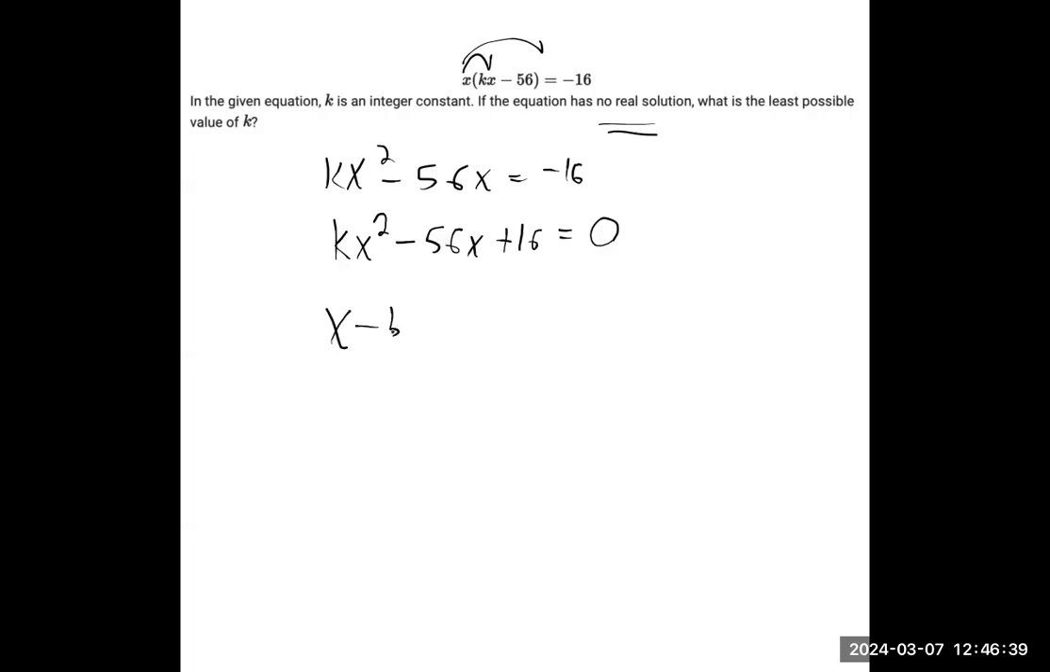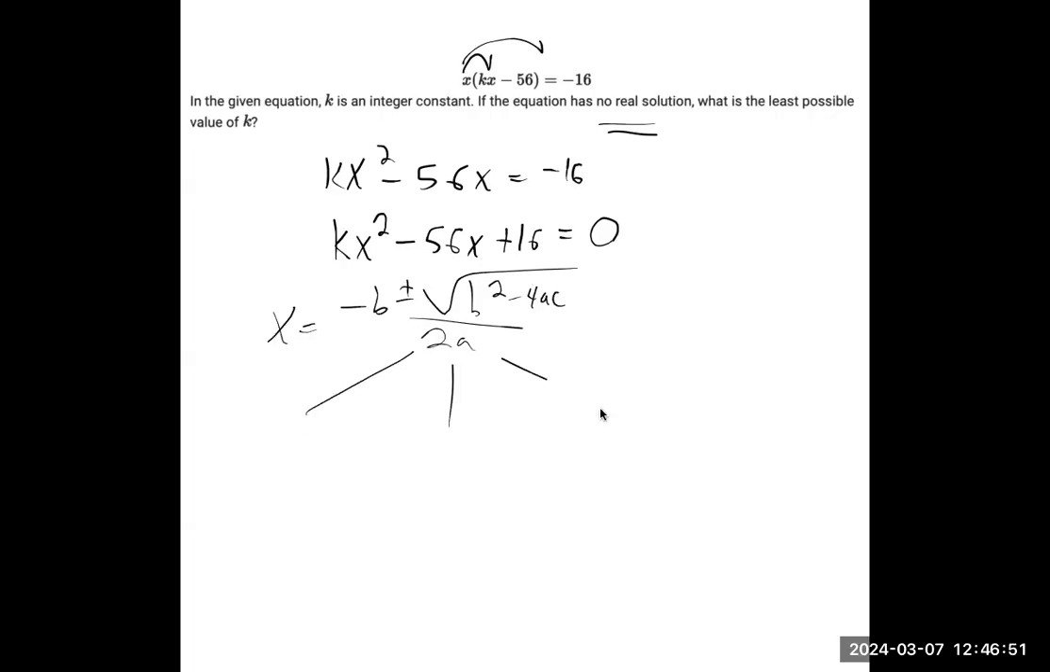If you distribute the x, you'll get kx squared minus 56x equals minus 16. For a quadratic, you want to get everything on one side equal to 0, which looks like this. Now the quadratic formula looks like this. Negative b plus and minus the square root of b squared minus 4ac all over 2a.